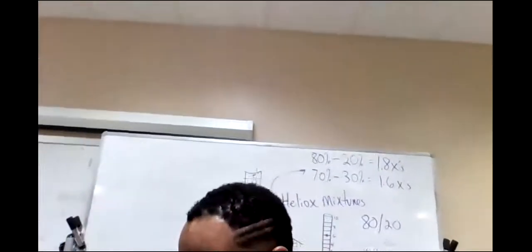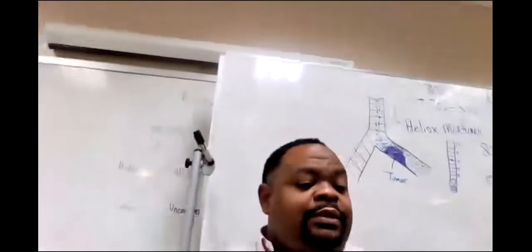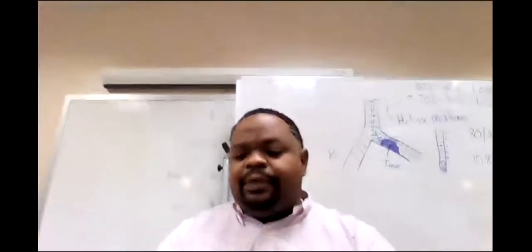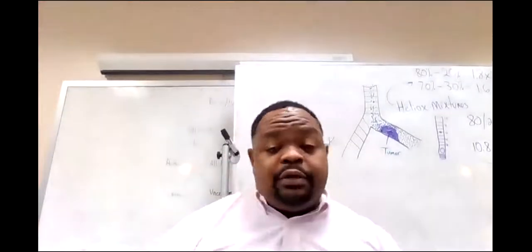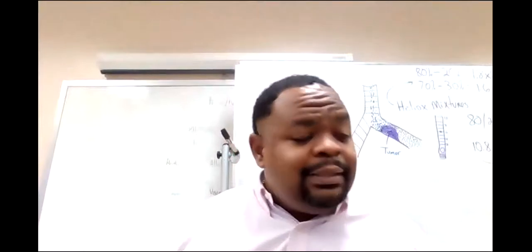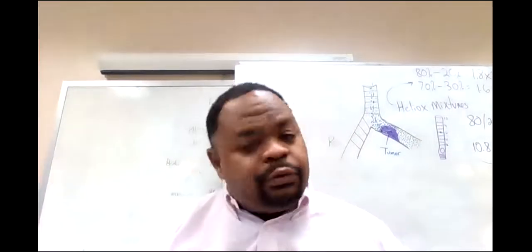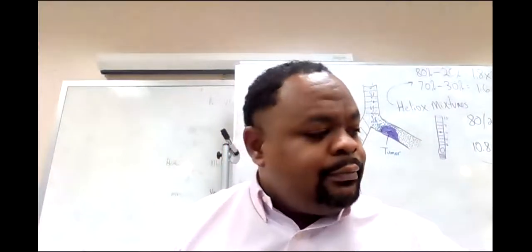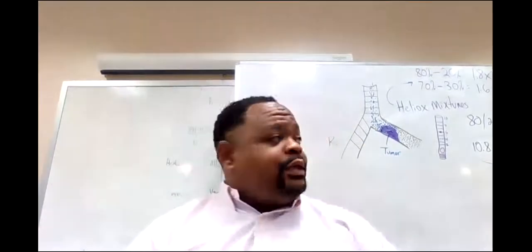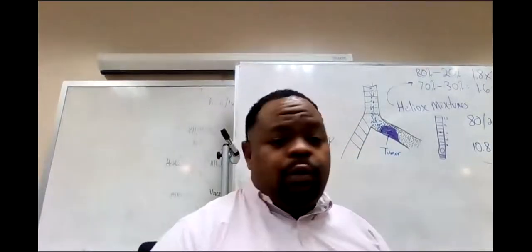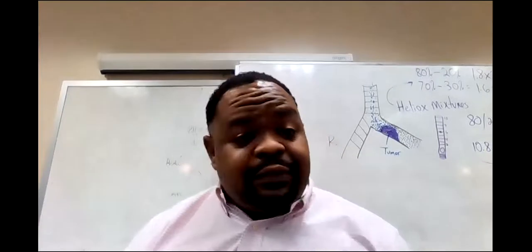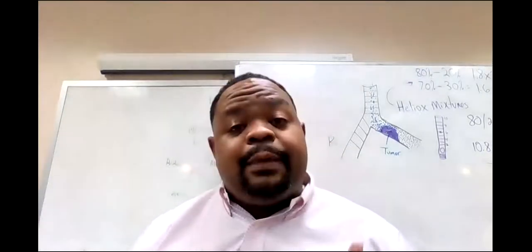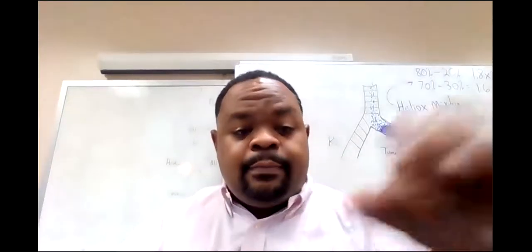The Heliox mixture is an 80% to 20% solution or mixture, right? And the flow meter says he's on 3 liters per minute. What is his actual flow? You need to know how to do that, which is not hard. If it's an 80-20, take that and multiply it by 1.8. If it's a 70-30, you take whatever it is and multiply it by 1.6.